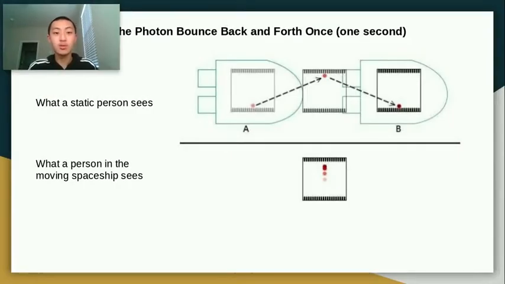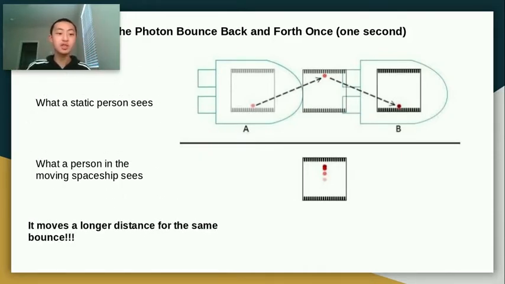This is when a photon bounces back and forth once, from the bottom to the top and then to the bottom. The upper picture is what a static person outside the spaceship will see, because the photon not only moves directly up, it also moves forward following the spaceship. And the second picture below is what a person in the moving spaceship sees, for if he or she is in the spaceship, he can feel the spaceship is moving.